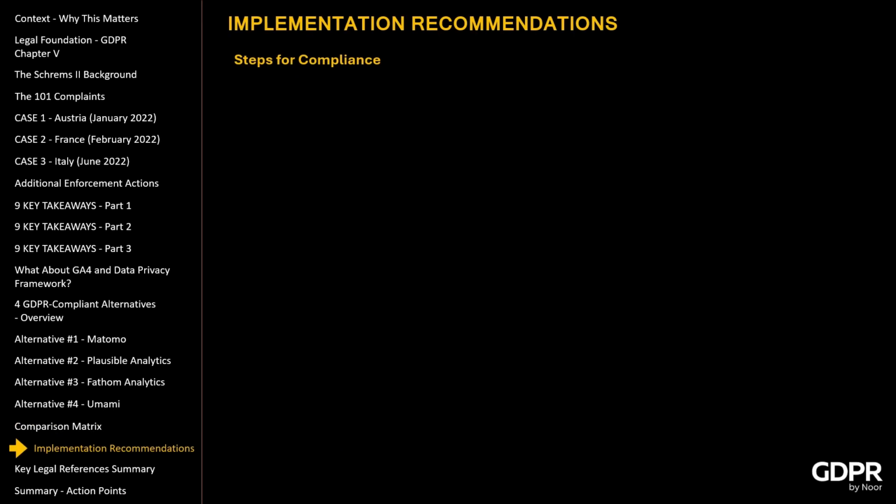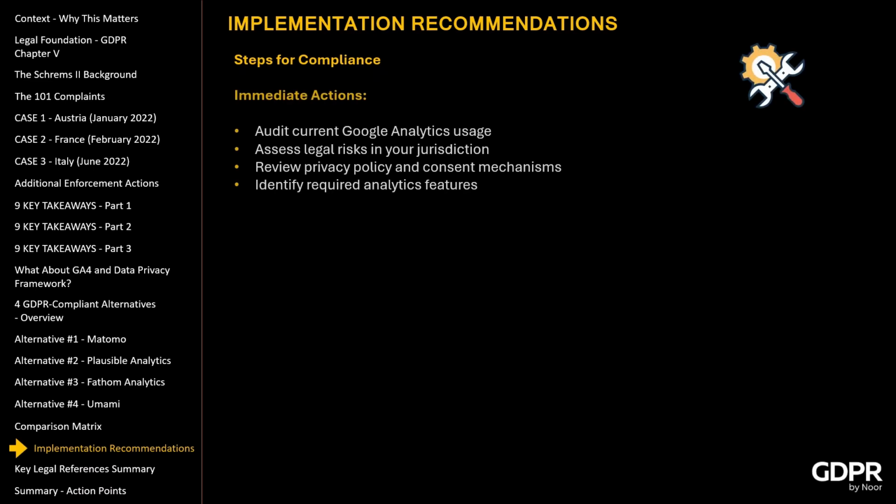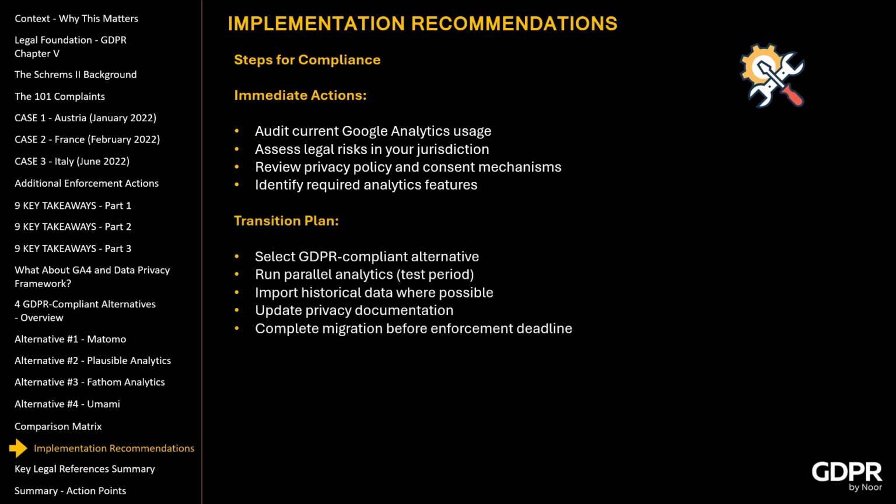How to migrate away from Google Analytics. Audit your setup. Identify what you use in Google Analytics and what you need in a replacement. Assess your risk. If you have European users, urgency is high. Review privacy documents. Note what must change when you switch tools. Choose your alternatives. Matomo for advanced features; Plausible, Fathom, or Umami for simplicity.